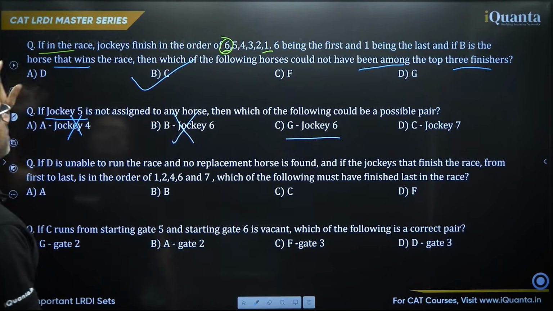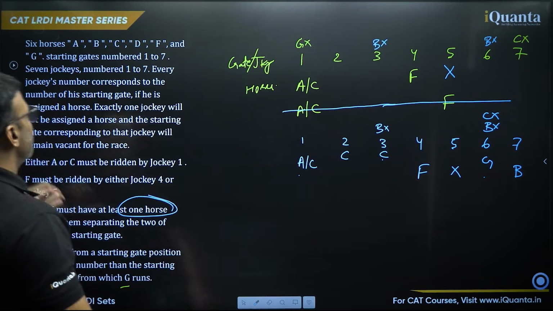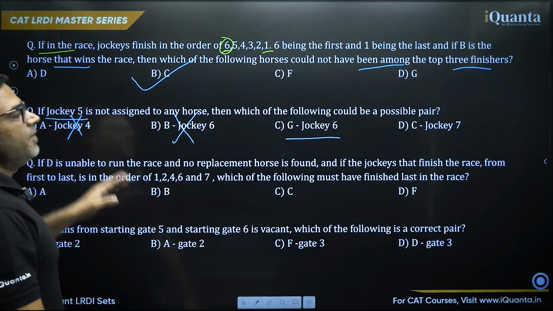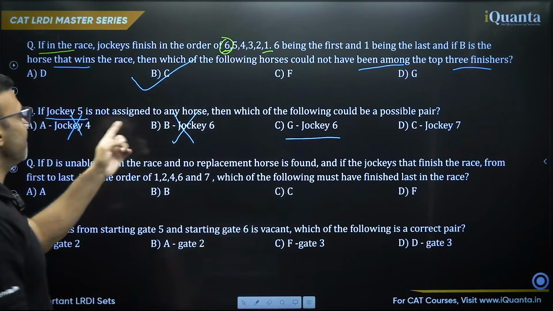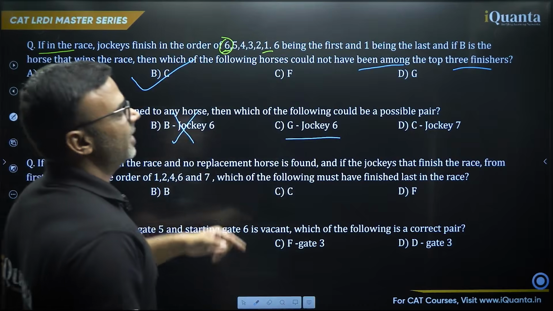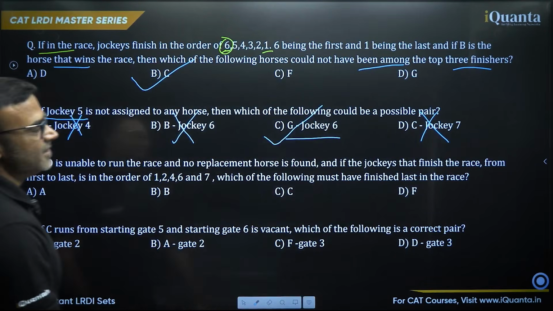C jockey 7: we have already seen very clearly that C cannot be at the last place in any case. So in fact, in this question, we did not even need to look at the table or create the table, because every piece of information was already there in the question itself. So clearly option C is the answer.